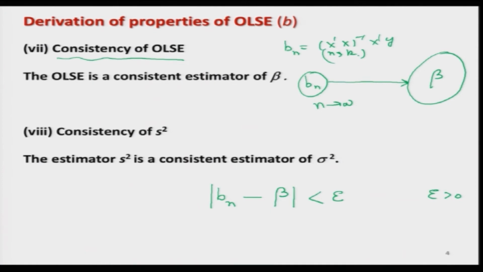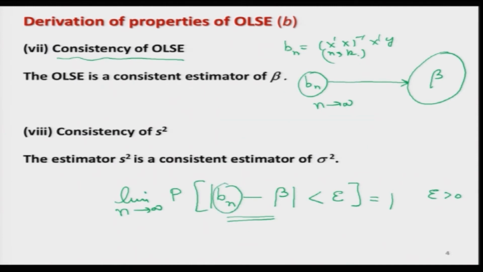That means I have to put some condition such that Bn is converging to beta. So let me compute the probability of such an event, that the difference between Bn and beta is as small as possible. If you increase the sample size n and compute this probability as the limit as n tends to infinity, that means the sample size becomes larger and larger, then what do you expect? This probability should be equal to 1. That means the difference between Bn and beta becomes 0. If this is happening, then you would say that Bn is a consistent estimator of beta.